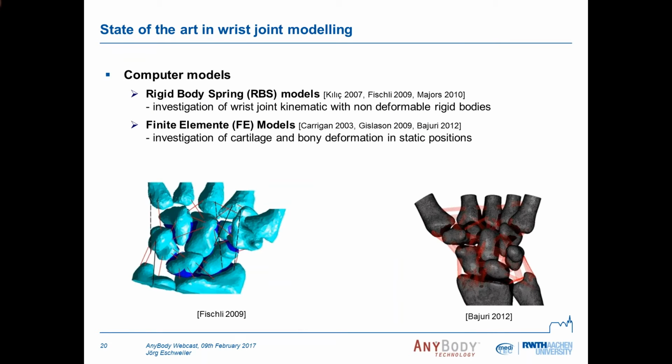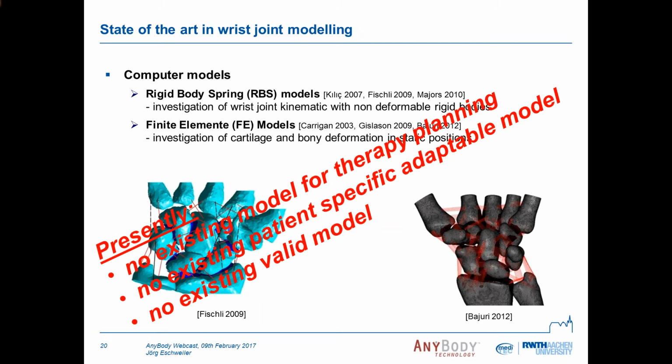But that's not all. There are also existing different computer models. These are, on the one hand, the rigid body spring models, which approximate the wrist joint kinematic, or the wrist joint itself, as non-deformable rigid bodies. On the other hand, there exist the so-called finite element models. The problem is presently that there is no existing model for therapy planning, and there is no existing patient-specific adaptable model available, and furthermore, no existing valid model.